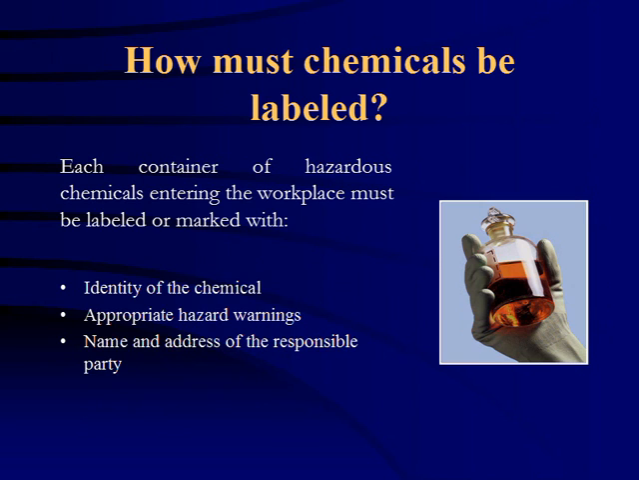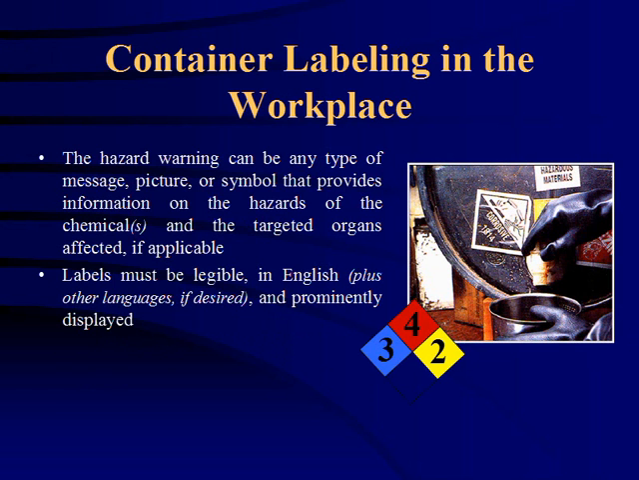The 1910.1200 subsection F requires that chemical manufacturers and importers must convey the hazard information to downstream employers by means of labels on containers and material safety data sheets. Languages used on the warning labels do not have to be identical to that on the MSDS. Manufacturers are required to provide a label which identifies the chemical, provides appropriate hazard warnings, as well as the name, address, and contact information of the responsible manufacturer.